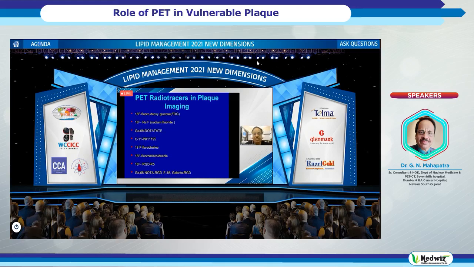Then what are the different PET radiotracers in plaque imaging in current practice? 18F-fluorodeoxyglucose is a very old molecule and not that specific. I'll come to that later on. Then the hot molecule is 18F sodium fluoride. Then comes gallium-68 DOTATATE, then C11 PK11195, 18F fluorocholine, 18F fluoromisonidazole, which is a hypoxic agent, then 18F RGD-K5, then the galacto-RGD.